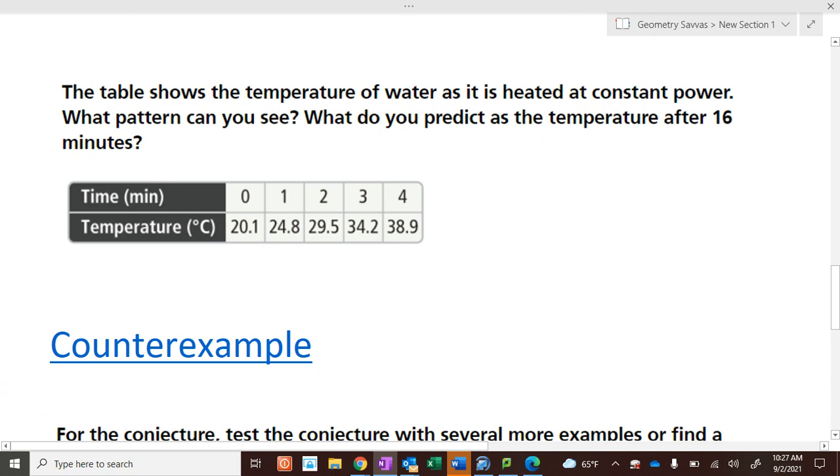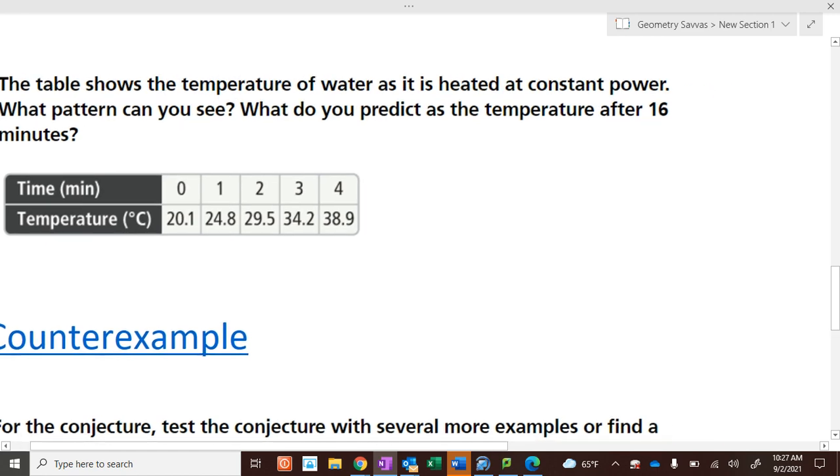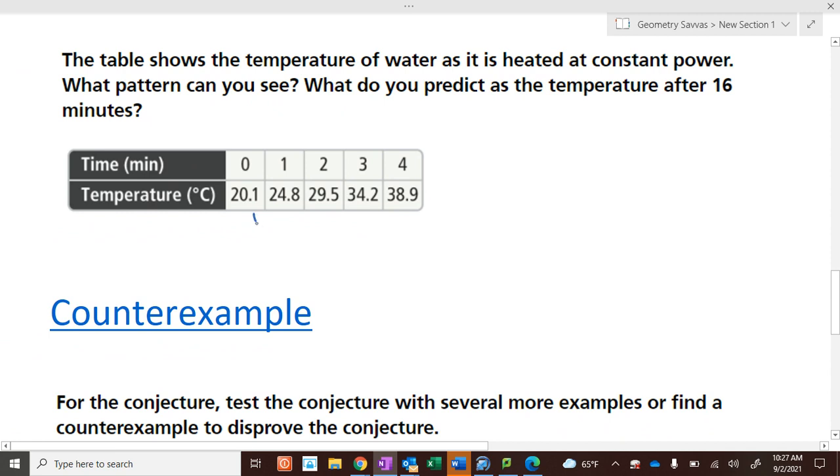The table shows the temperature of water as it's heated at a constant power. What pattern do you see? And predict what the temperature of the water will be after 16 minutes. We're not just looking at the 5th minute or the 6th minute. We're going all the way out to the 16th minute. What is my pattern? Am I multiplying by something each time, or am I adding something each time? Adding how much? I'm adding 4.7, so I add 4.7 here, I add 4.7 here, and so on.